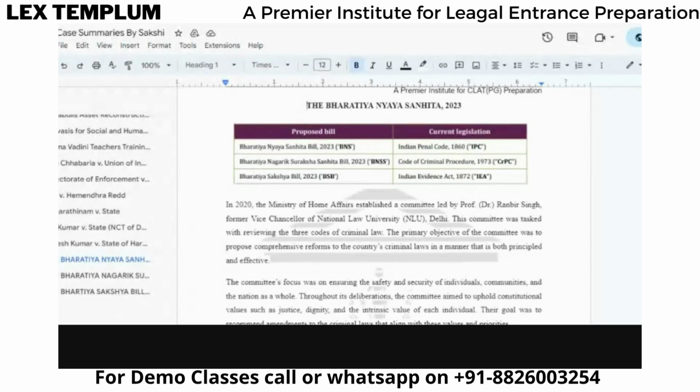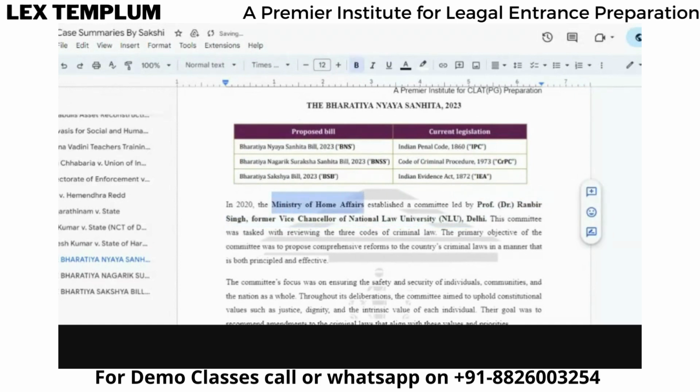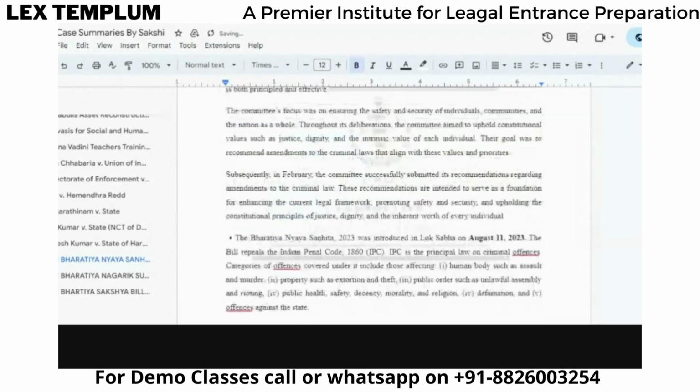he headed a committee that was established by the Ministry of Home Affairs for the purpose of reviewing the 3 codes of criminal law. Okay, so just remember the name of the person, and also which ministry established this committee. It was the Ministry of Home Affairs, and it was back in 2020 this committee was formed.